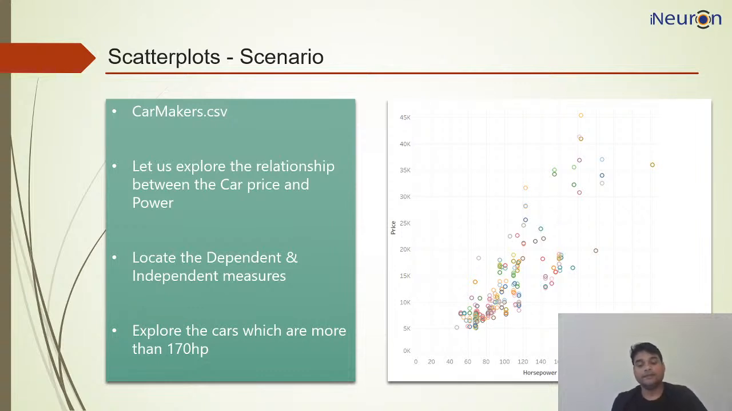Now I have a data set that is called car maker. It's a text file, and I'll be working on the concept of price and horsepower. Now I leave it to you to decide what will be the dependent and what will be the independent variable. Now let's get back to some action and see how we can plot this particular scatter plot by using the data that I have.